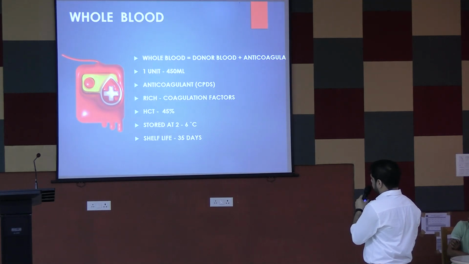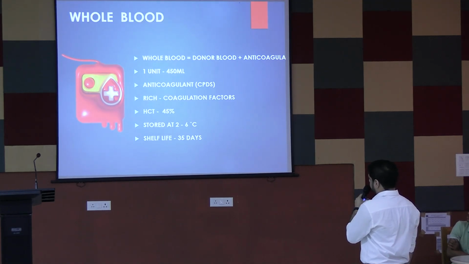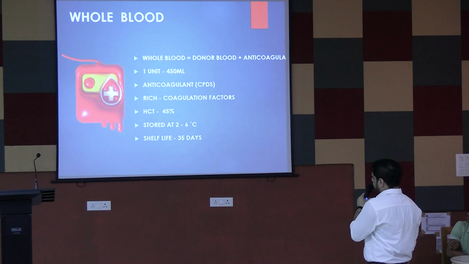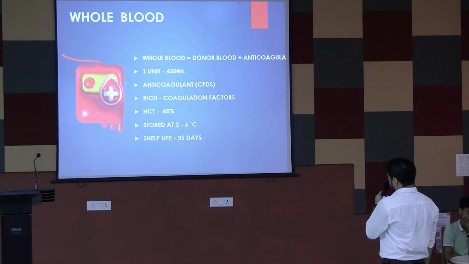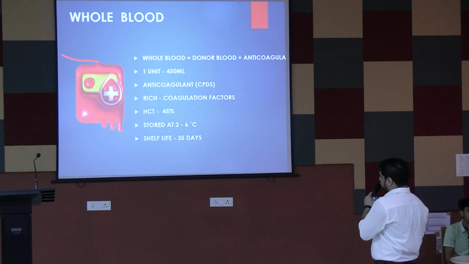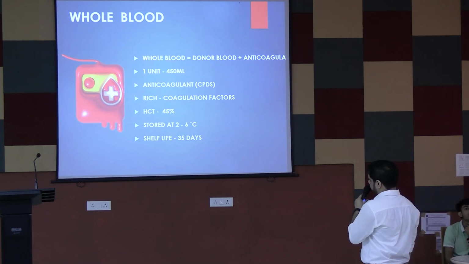Whole blood is equal to donor blood plus anticoagulant. 1 unit is 450 ml. Anticoagulant-rich coagulation factor, hematocrit 45%, stored at 2 to 6 degrees centigrade, shelf life 35 days.